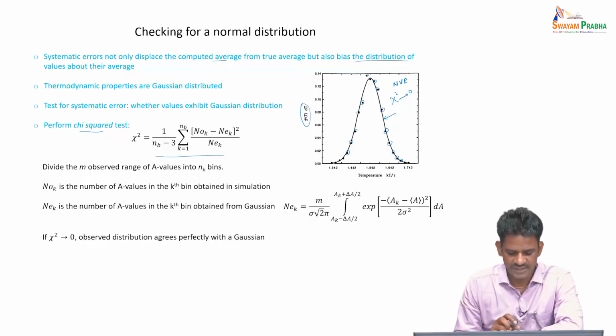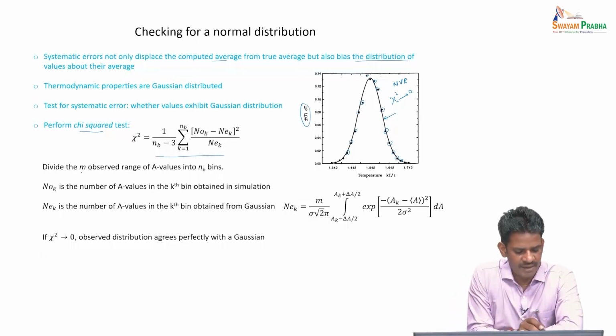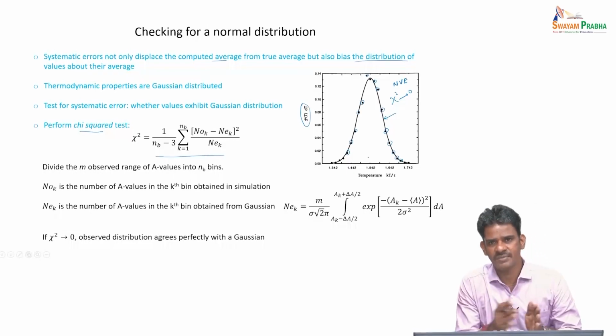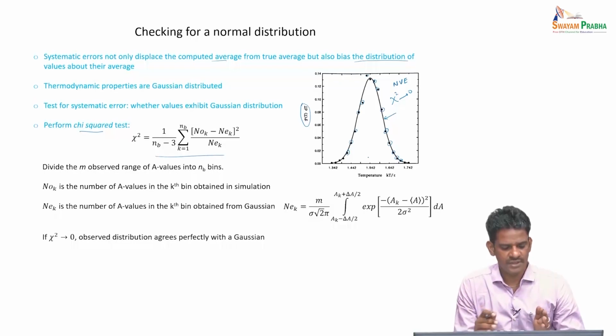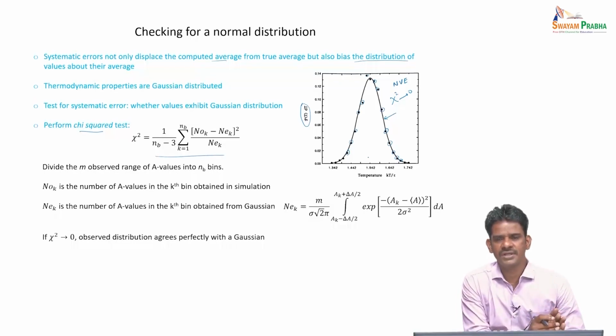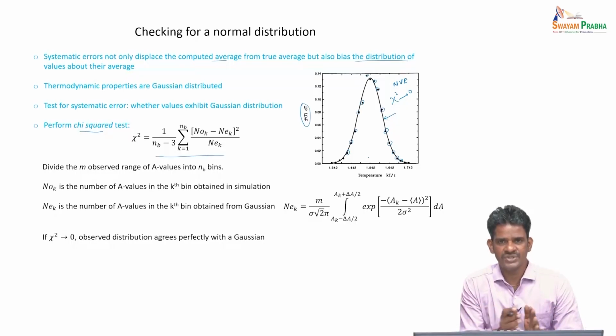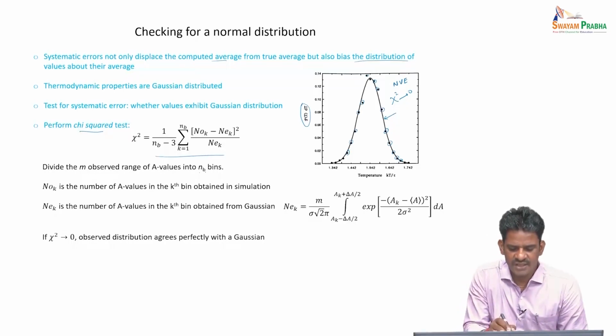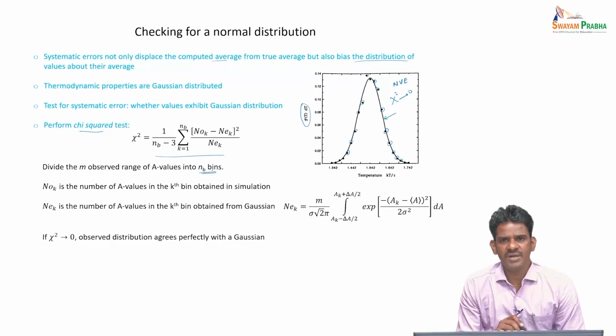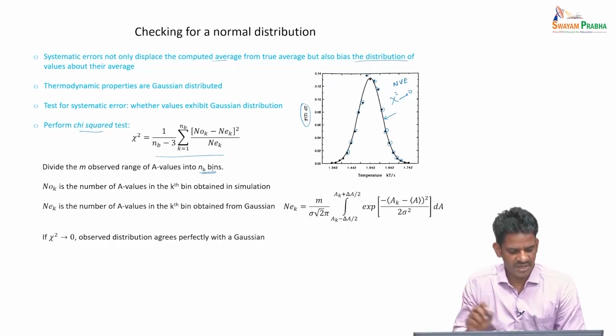So what we do in this case is we divide m number of observed values of A, in this case temperature. Suppose you make a measurement of temperature, you know there is a range within which the temperature is changing. It might go from, let's say, 200 degrees Celsius to 210 degrees Celsius. So that's a range. Once you have the range, then you make a histogram over NB number of bins, so that this histogram can be made.